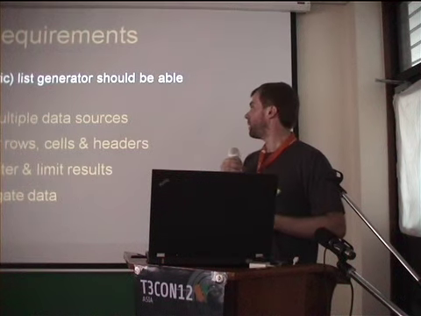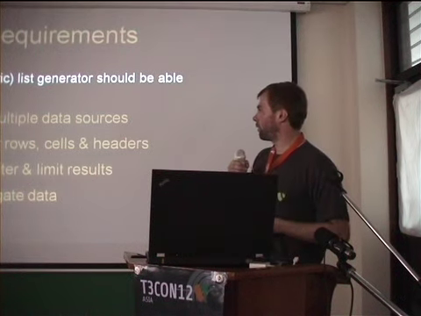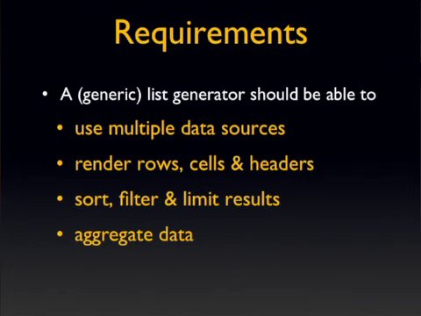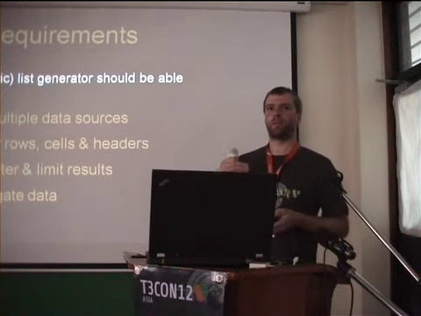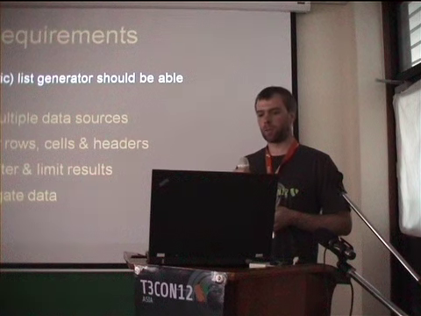Taken all together, those requirements are repeated here. We want to have the possibility to connect to multiple data sources. We want to render rows, cells, and headers within our list. We want to sort and filter and limit our results, use a pager, and sometimes we want to aggregate data. So those were the basic requirements that we had when we started to implement the extension.